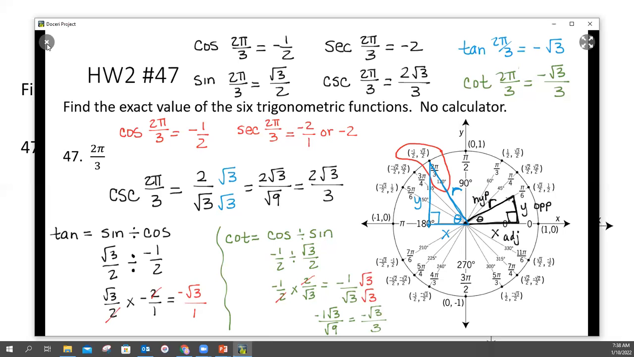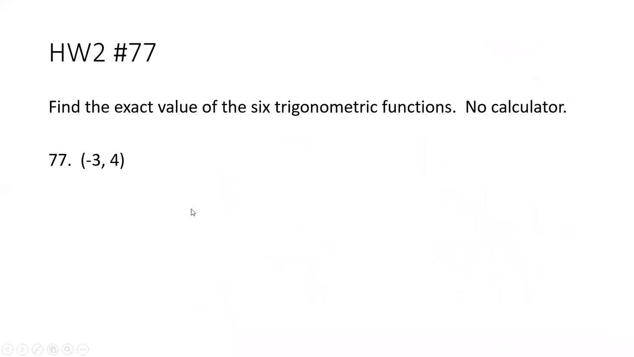Which I'm not quite sure. Let's see if we have time. Oh, yeah, we do. All right, go ahead and copy this down, number 77. This is also a homework question.